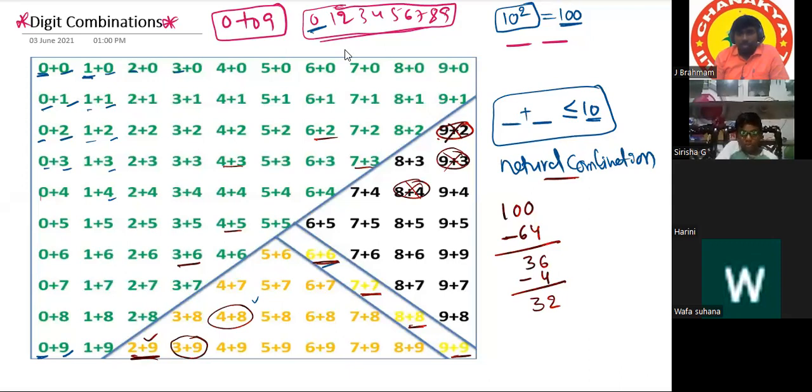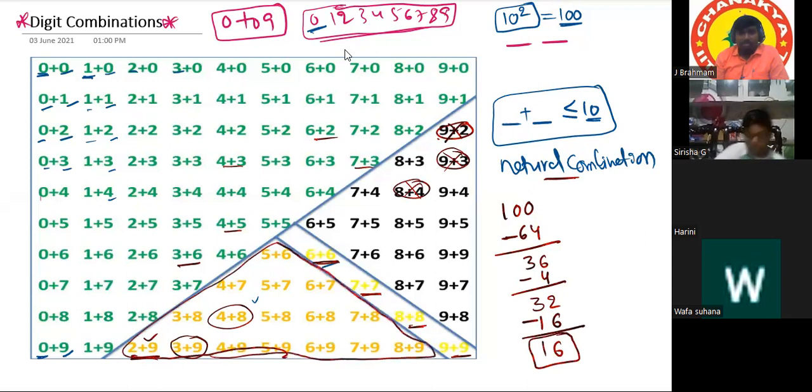Out of these 32, these black colored combinations are 16. We can remove those 16 also. And finally, we are remaining with these 16 combinations, these orange colored combinations. Now we have to master these 16 combinations because all the remaining things we can do. These 16 combinations we are going to see.